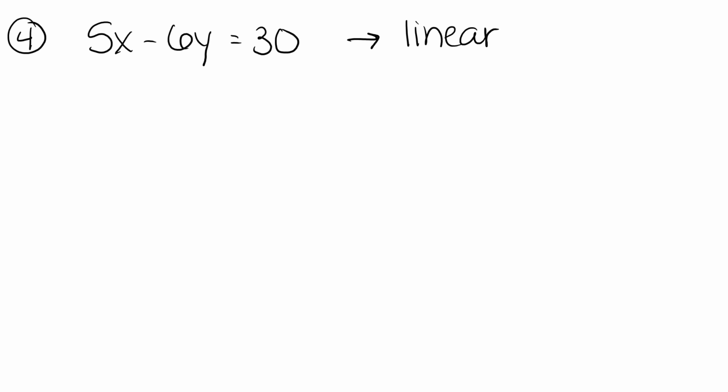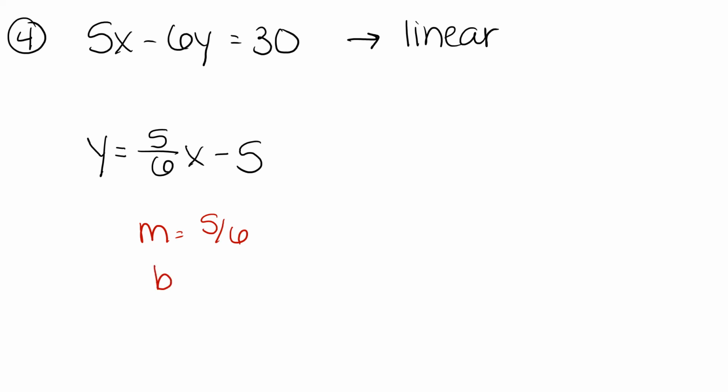We can rewrite this equation as y equals 5 over 6x minus 5, and that is the same equation that is in slope-intercept form. Our slope is 5 over 6, and our y-intercept is negative 5. So it is a linear function because there are no exponents and no fractions where x is in the denominator. It can be written in slope-intercept form, y equals mx plus b.